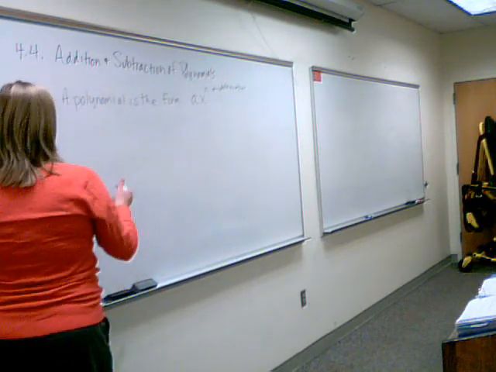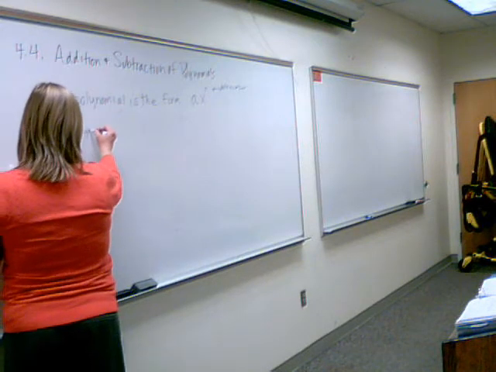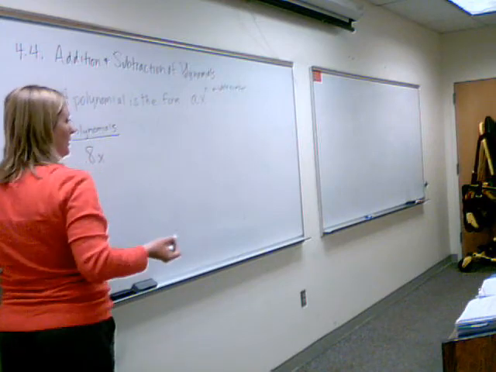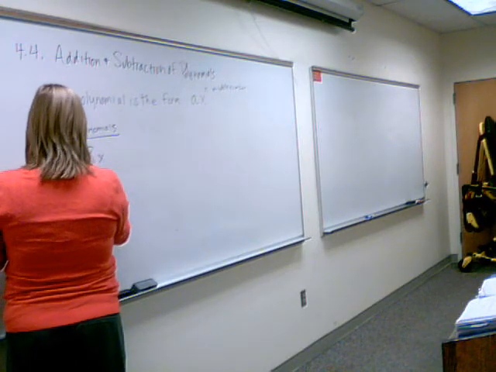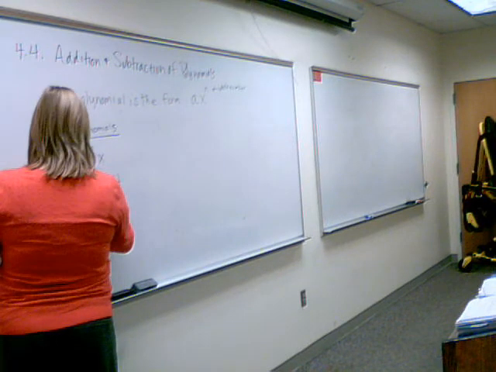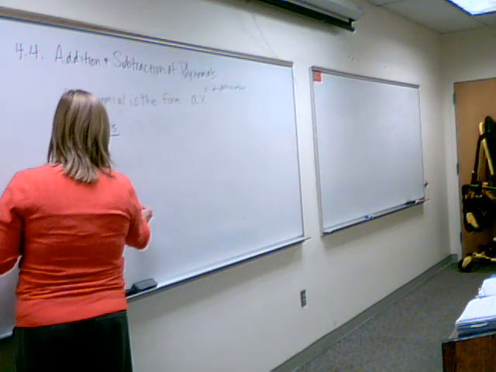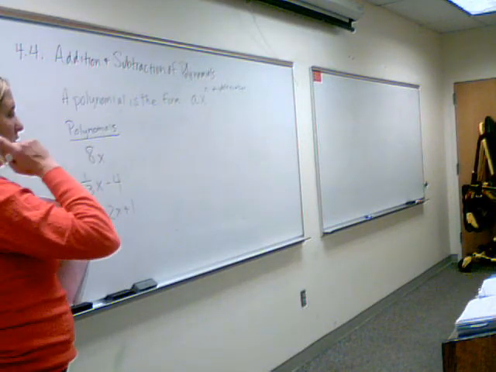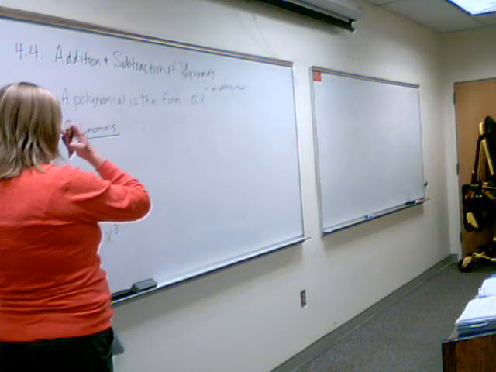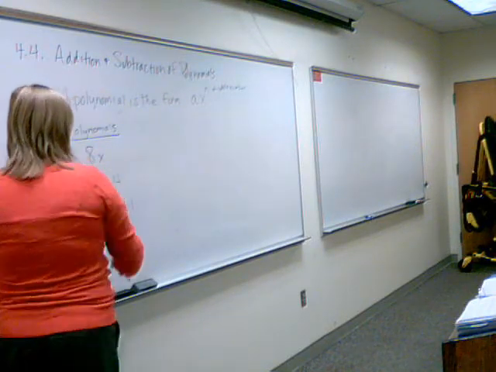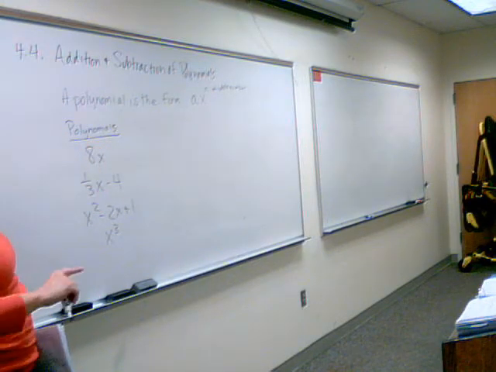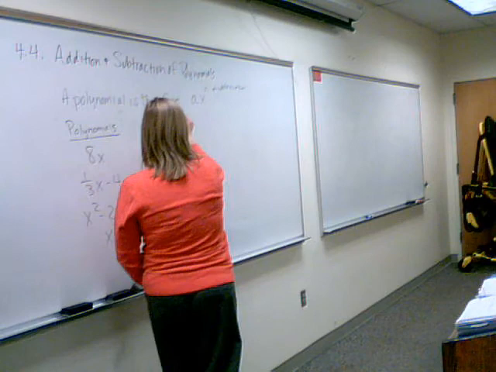So it's a variable raised to a whole number exponent, and it can have a number in the front. For example, these are all polynomials. 8x is a polynomial. 1/3 x minus 4 is a polynomial. x squared minus 2x plus 1 is a polynomial. x cubed would be a polynomial. Anything that has a variable raised to an exponent, and it can even be 1, with a number in the front. Here are things that are not polynomials to give you an idea.